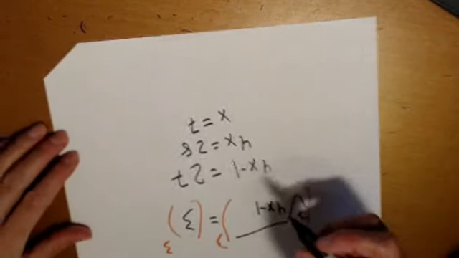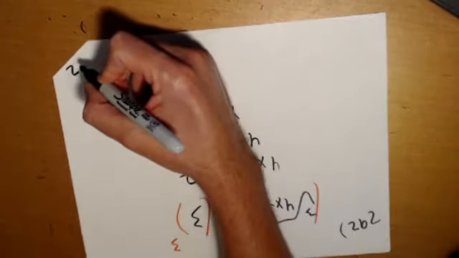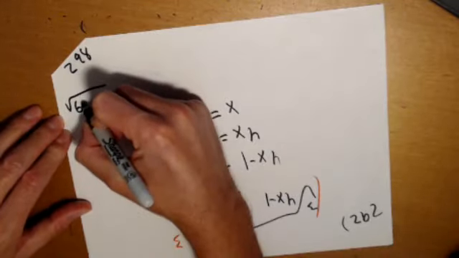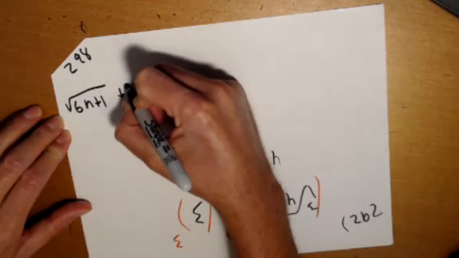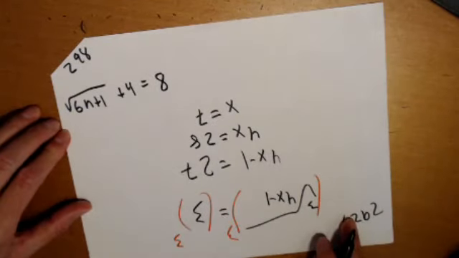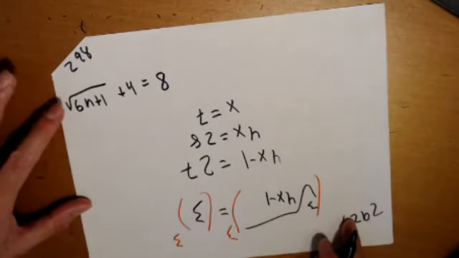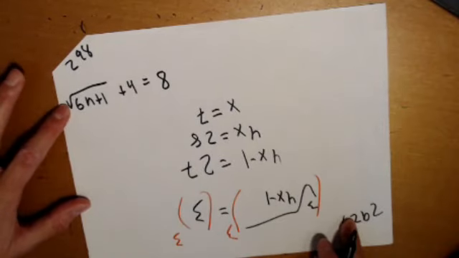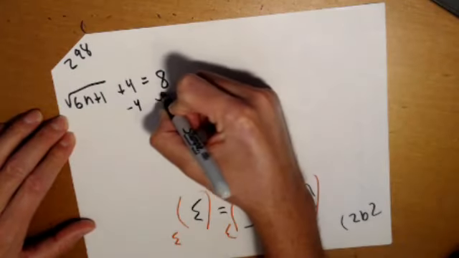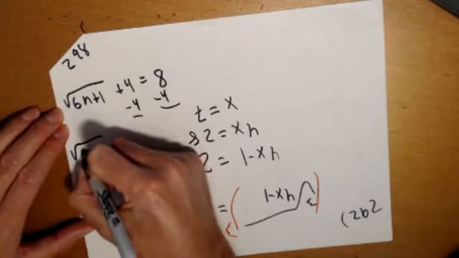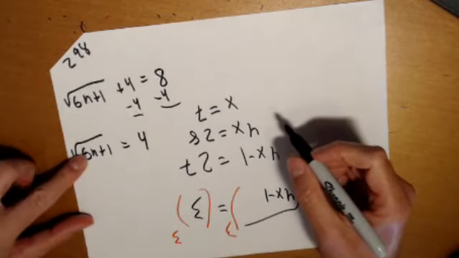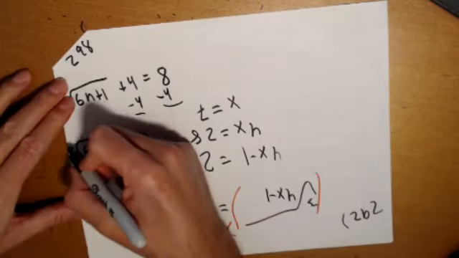Let's see. 298. The square root of 6n plus 1, plus 4 equals 8. Notice that in all the previous problems, you have to have the radical completely alone. So let's get the radical completely alone. There's one extra step. So I have the square root of 6n plus 1 is equal to 4. Now it looks like the problems I did a second ago.